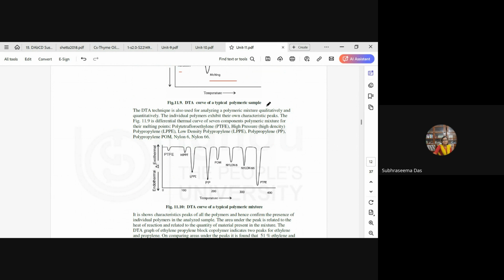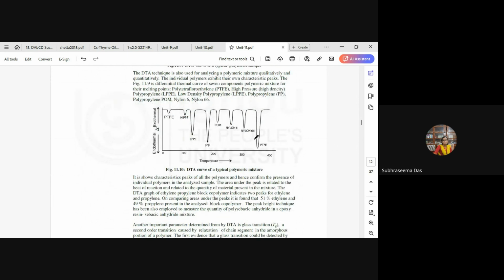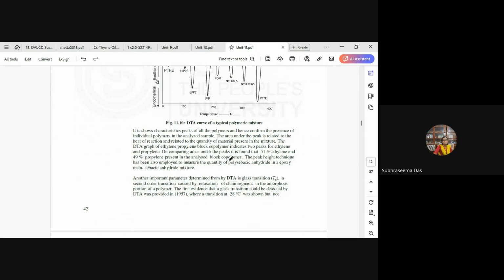Even a DTA curve can show the characteristic peak of each polymer. Here in figure 11.10, many types of polymers have been taken, and they all show individual characteristics. This DTA shows the presence of all the polymers in this curve. Thus, by identifying them with their degradation temperature, we can identify the type of polymer present. Looking into this mixture and relating the degradation temperature, we can say which polymer is related to which peak.